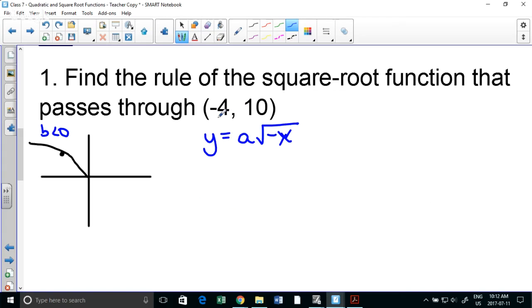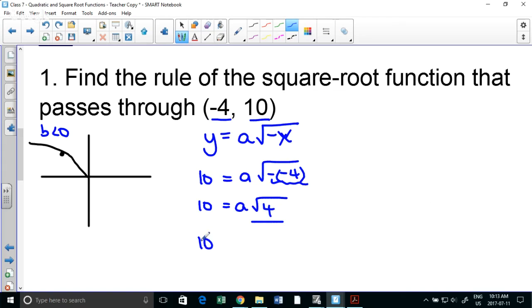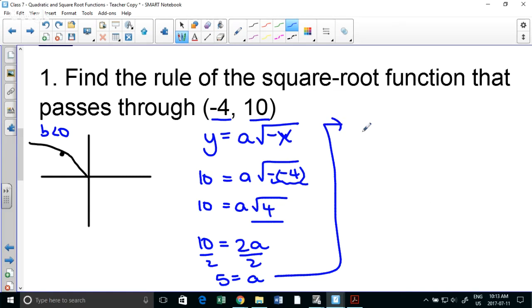Once I've determined that case, I plug in the point. So 10 equals a, the root of negative, and I put the -4 in brackets. -4 just gives me +4. The root of 4 gives me 2, and dividing by 2 gives me 5. Meaning that this square root function has the rule y equals 5 root of -x.